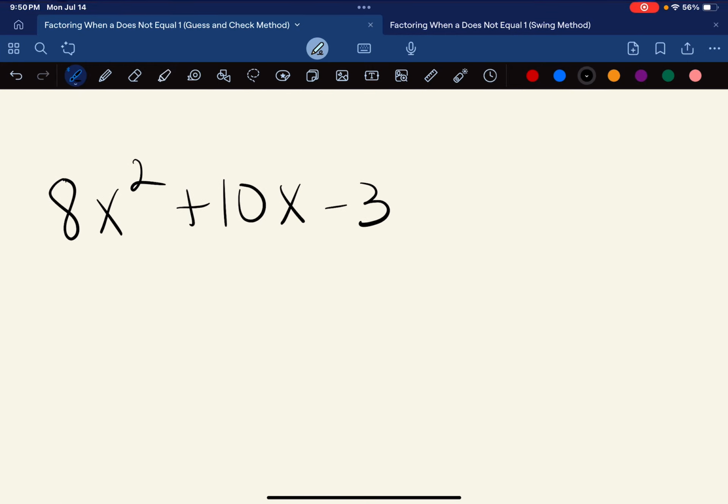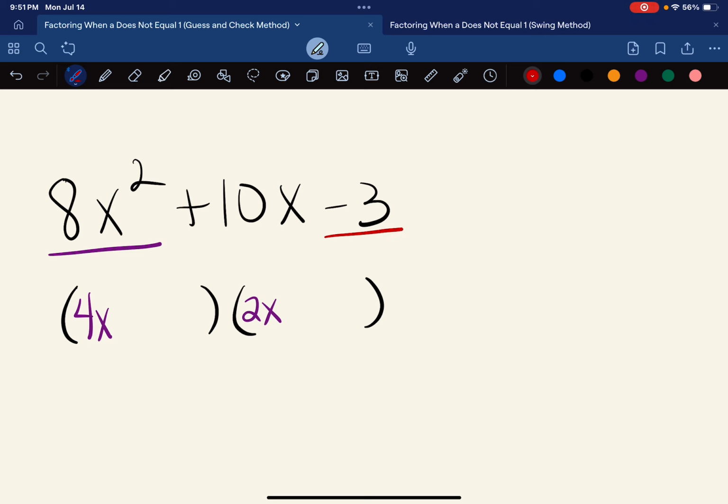All right, let's practice one more time. 8x squared plus 10x minus 3. Again, I'm always going to check for a GCF first, and I don't see one here. So let's see if we can factor this trinomial into its two binomial factors. So 8x squared, that's my a term. I know that 4x times 2x will give me an 8x squared. And then I have my minus 3 at the end here.